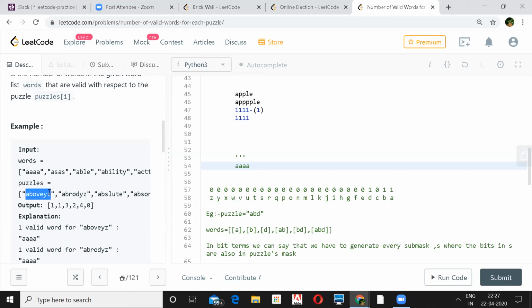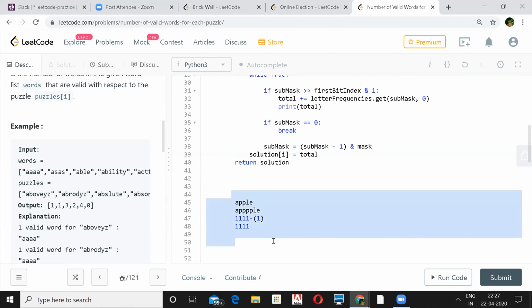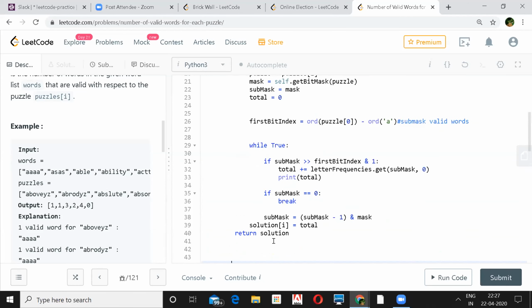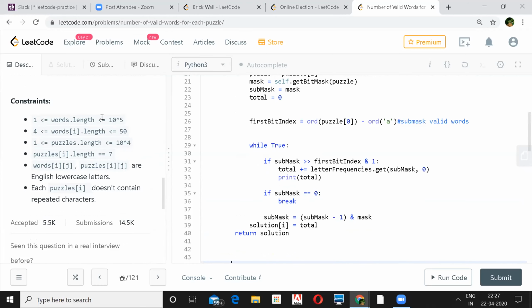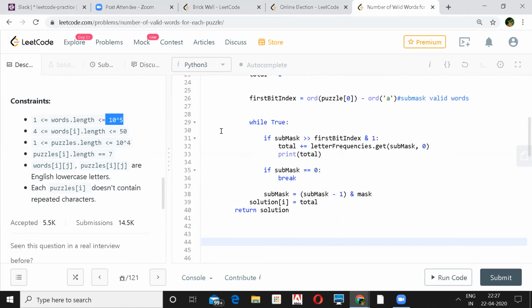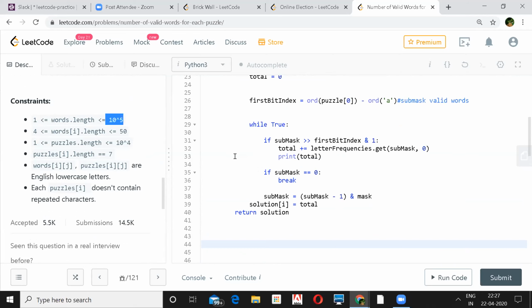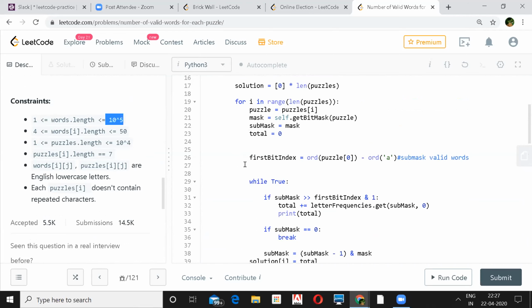Yeah, that's the normal implementation. But if you do it that way, as Praveen mentioned, you hit a TLE, because you keep comparing each and every word with each and every puzzle, and the words and puzzles may be very big. Yeah, you can see the constraints of 10 to the power 5 and 10 to the power 4. So your submask is generating all the possible masks of that particular puzzle.